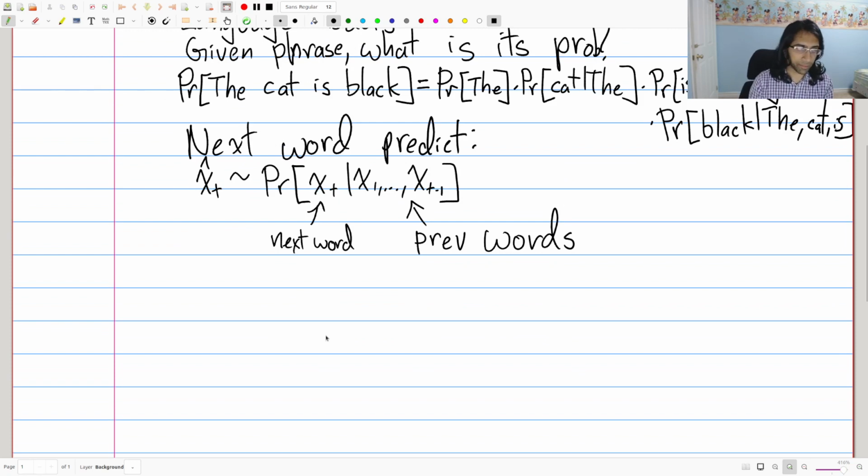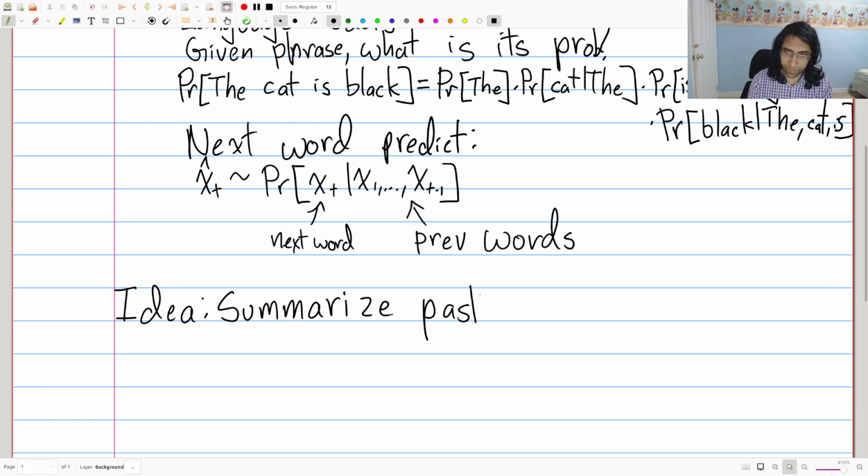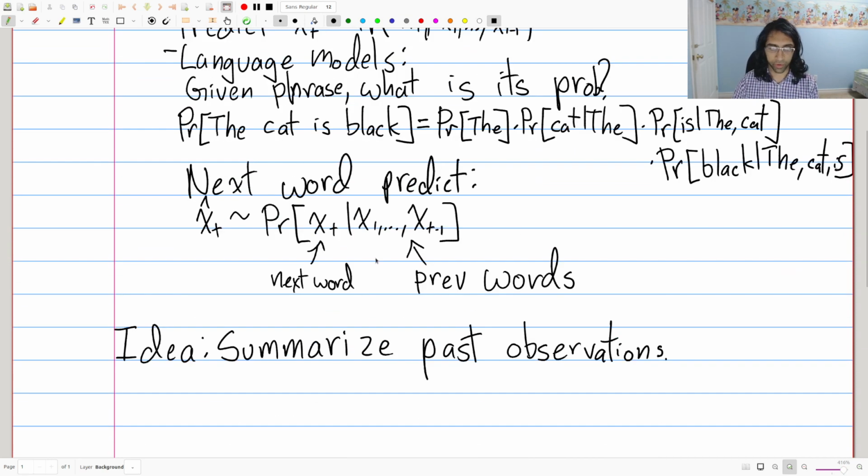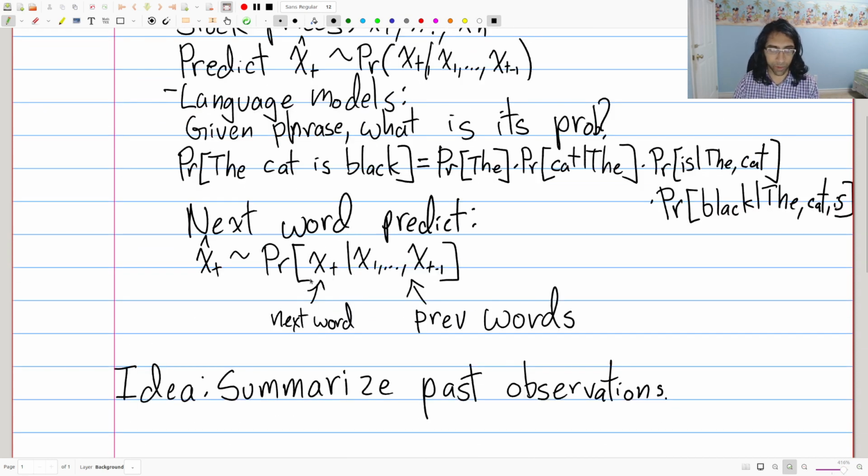So let's take a step back though before we get to that. The idea is the following. We're going to keep a summary of past observations. So for example, when we're doing next word prediction, we could always just keep the list of all words we've seen before and see what happens. But the thing is, this would be rather difficult because there are so many different combinations of words and it's not clear how they relate to each other.